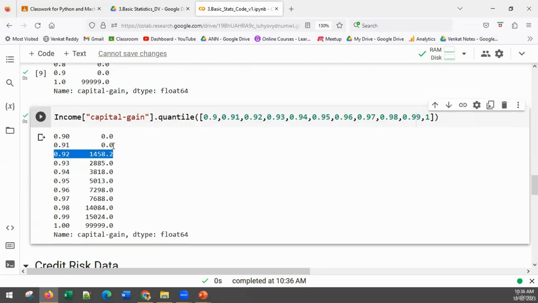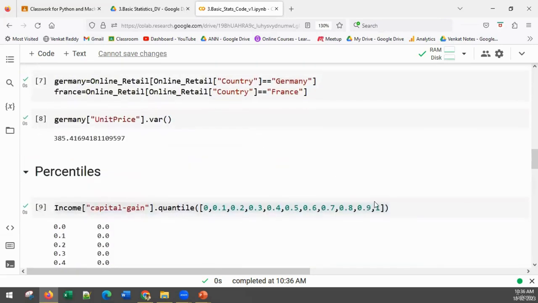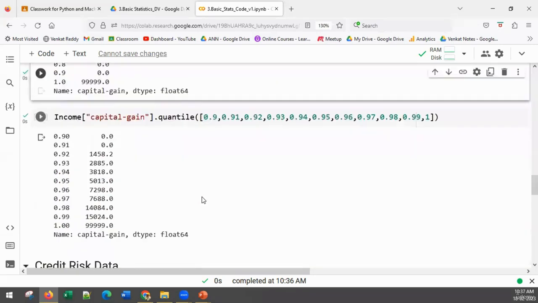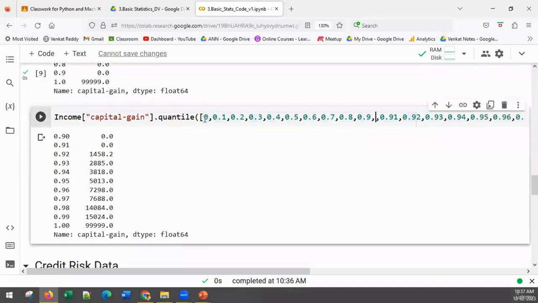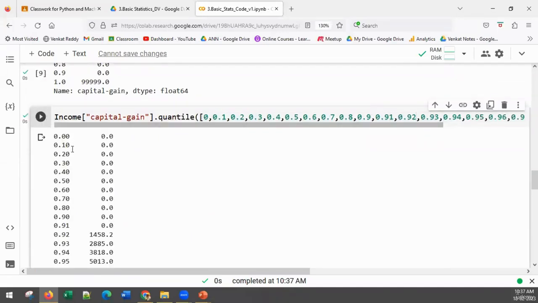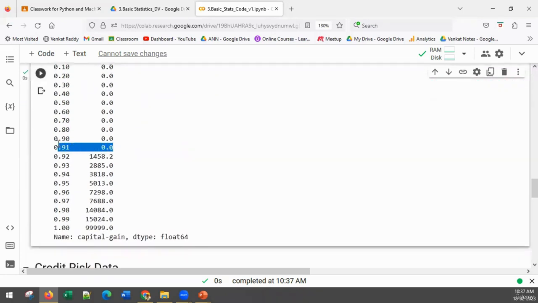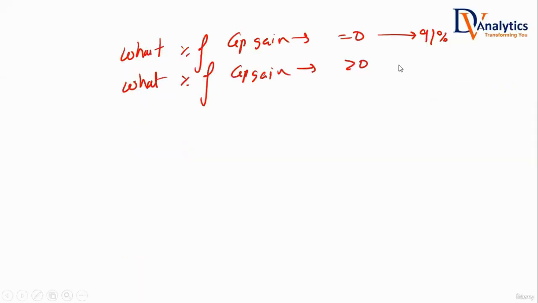Confidently, how much percent is 0? 91. Is it 91 or not? Yes, sir. Can we say that 91%? Are you just confused because we missed these? Let me put all these together. If I keep all these, then until what percent are there zeros? 10, 20, 30, 40, until 91% of the data is 0. How much is remaining? 9%. 91% is 0, remaining 9% is greater than 0.